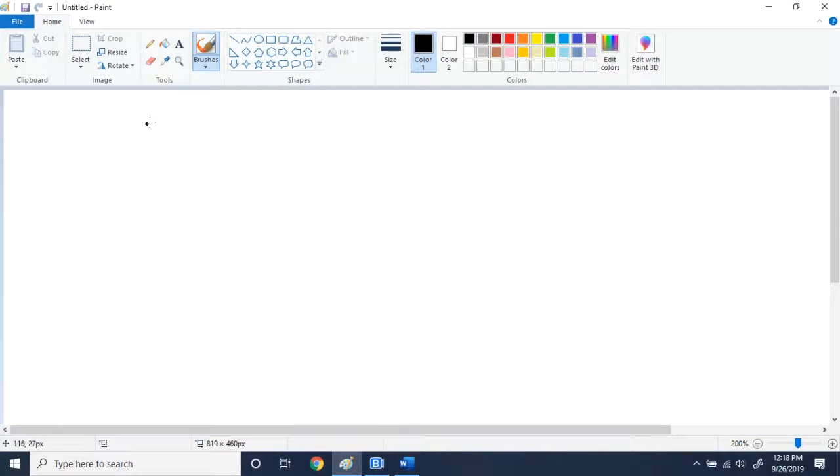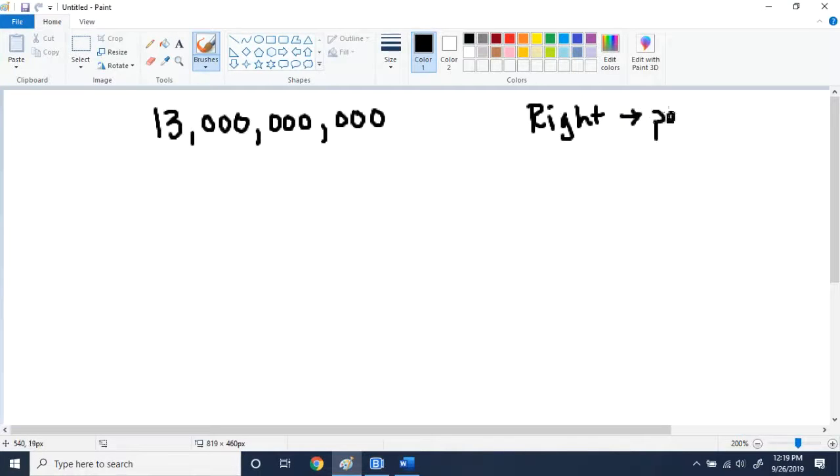Let's look at a few more practice problems. Okay, really big numbers, so we know we're going to be moving to the right. And that's going to give us a positive power. Our decimal has to be between the positive integers, where the number on the left side is between 1 and 9.